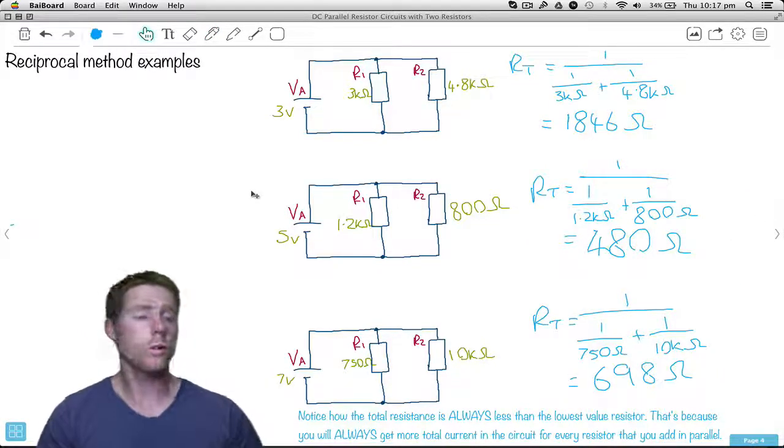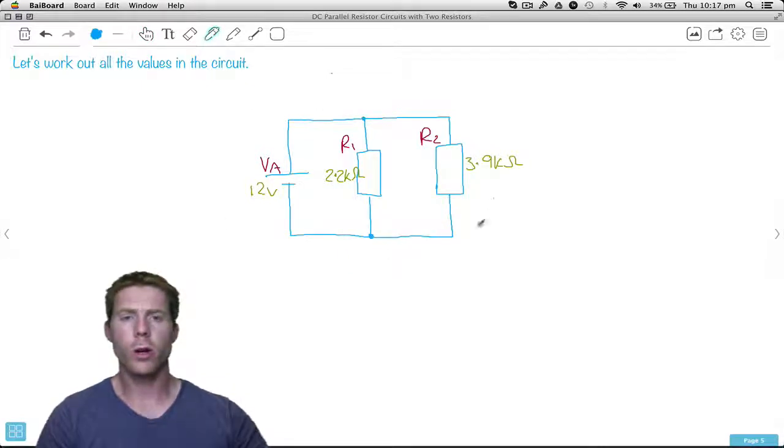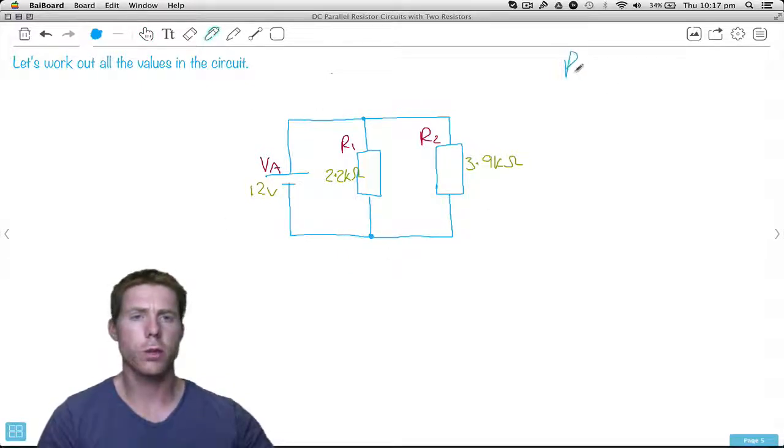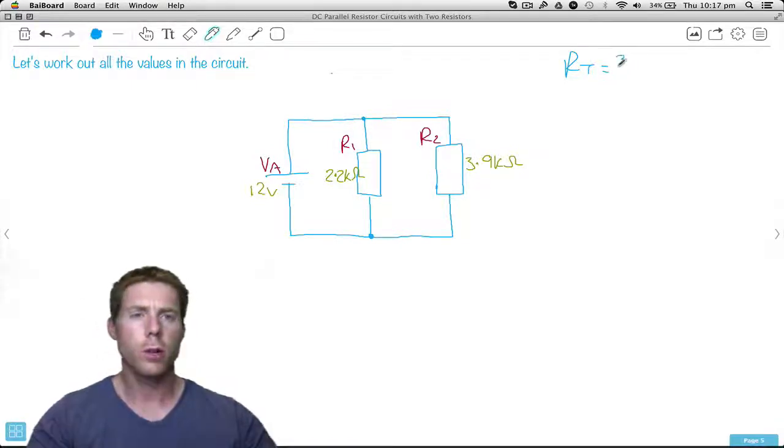Okay, so to finish off, just being a little conscious of the time, so we'll have to get through this. I just want to work out all the values around this circuit, starting with the total resistance, and then getting all the different current values. So product over sum method, let's figure this one out.